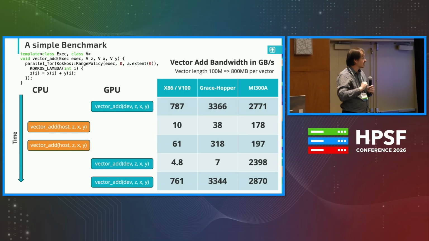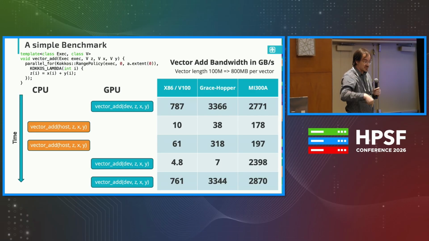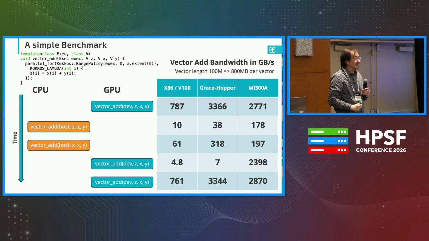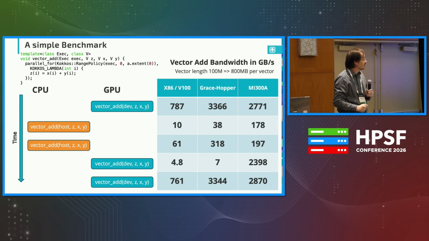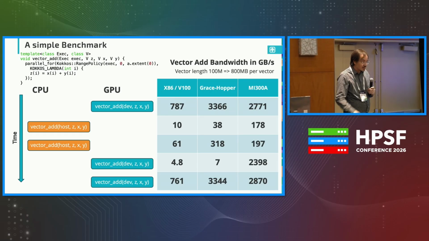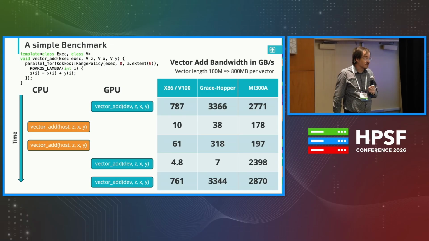Okay? And the memory initially is on the GPU because that's where I initialize the views. And then I measure what is the bandwidth I get in each of these kernels. And I do that on an x86 with a V100 system, a Grace Hopper, and an MI300A. And so the initial data you see is roughly what I would expect out of the GPU, right?